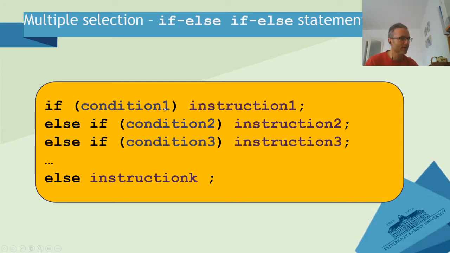So here we check the first condition first. If it is true, we execute the first instruction. Otherwise, we check the second condition. If it is true, we execute the second instruction, and so on and so on. And finally, if all those conditions were false, then we can execute this very last instruction. So this is a very nice way to do a case splitting in your program by using as many, arbitrarily many cases, basically.